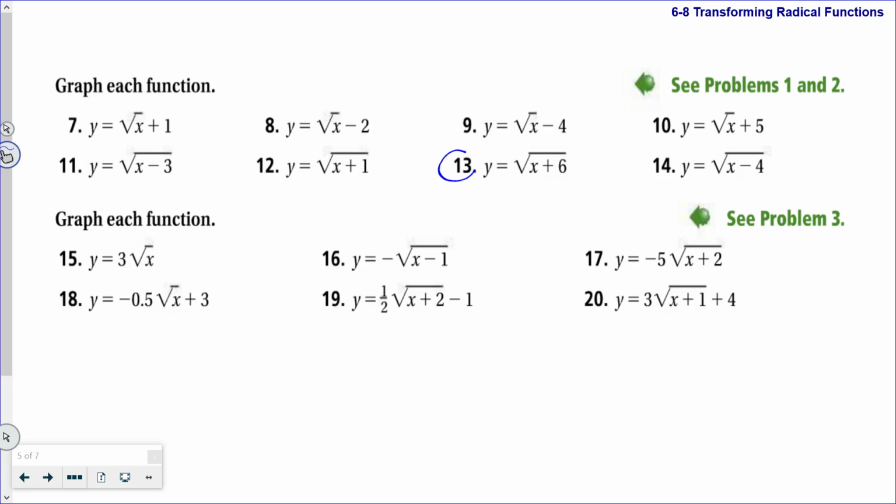Number 13. Nicole, how would you describe this? 6 to the left. Right? Everyone remember this? 6 to the left. How about number 17? Actually, just do number 19. Call it a day. How about number 19? How would you describe number 19? Gina? To the left 2, down 1. 2 to the left. 1 down.